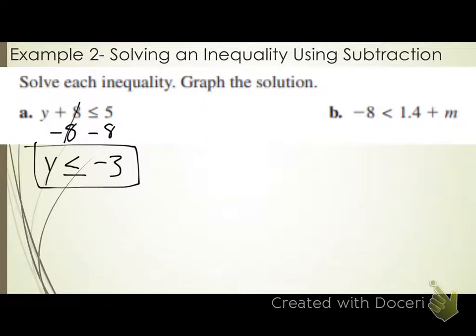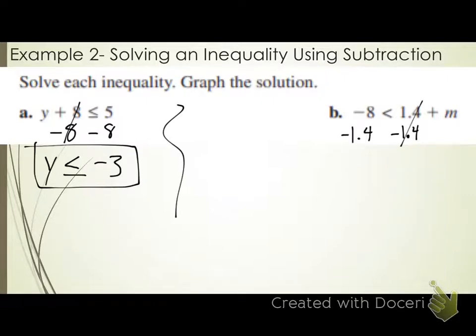Questions on A? Letter B, raise your hand if you could help me out on this problem. Add 1.4 to both sides. Add 1.4? Subtract. It is a positive 1.4. So in order for it to be eliminated from that side, I need to subtract it. So it'll cancel out. Everyone good with that?